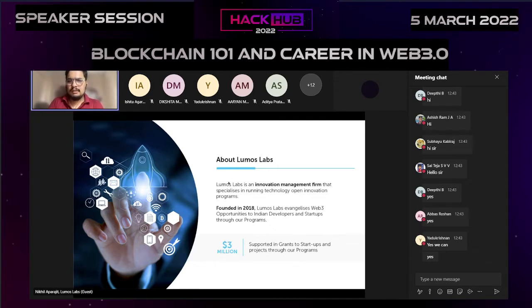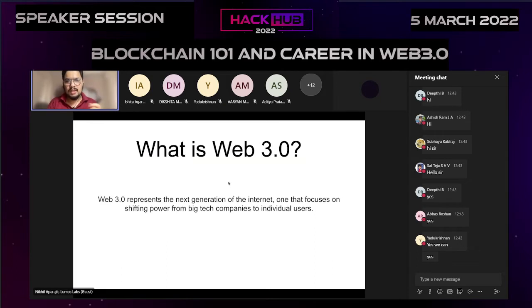Before we get started, I have talked a lot about Web3. What is Web3? Web3 is basically a concept that represents the next generation of the internet, one which focuses on giving the reins of control of data, information and money that flows over the internet into the hands of individual users. To understand this, first of all, let me come back to the chat.